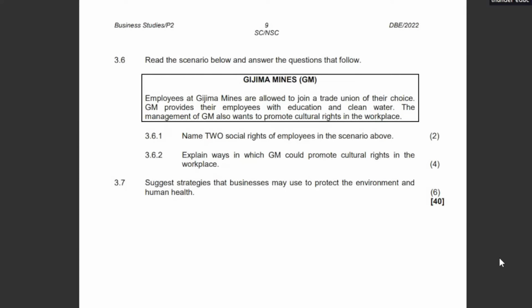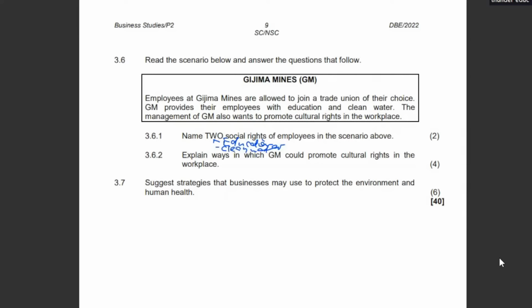So now, question 3.6.1 goes as follows. Name two social rights of employees in the scenario above. So now, when we check the scenario above, the social rights that we actually have, we have education and clean water. We have education and clean water.